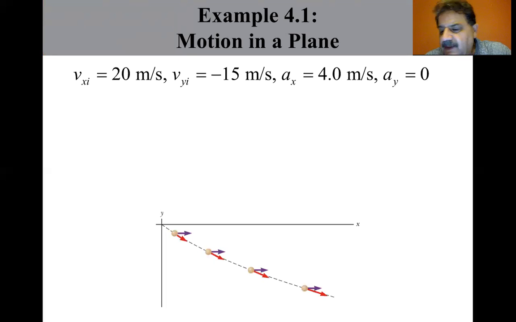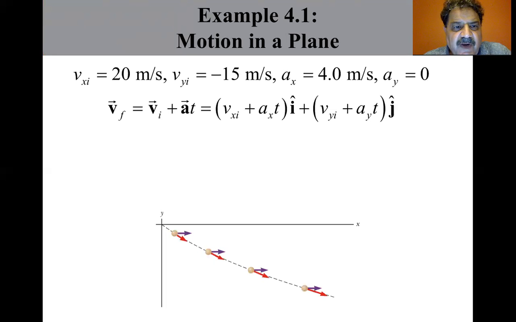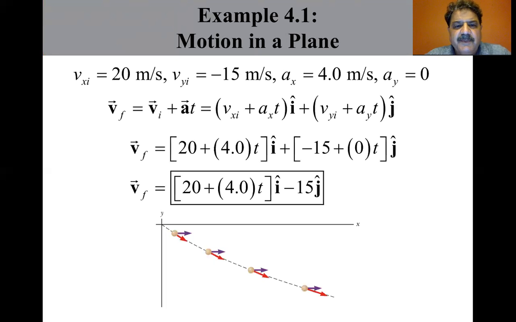Okay, write the equation for the velocity vector. V final equals V initial plus At. So we have (Vxi plus Axt) times the i vector plus (Vyi plus Ayt) times the j vector. We substitute the numerical values that are shown as the parameters up at the top, and we get 20 plus 4 meters, I think that should be 4 meters per second squared.